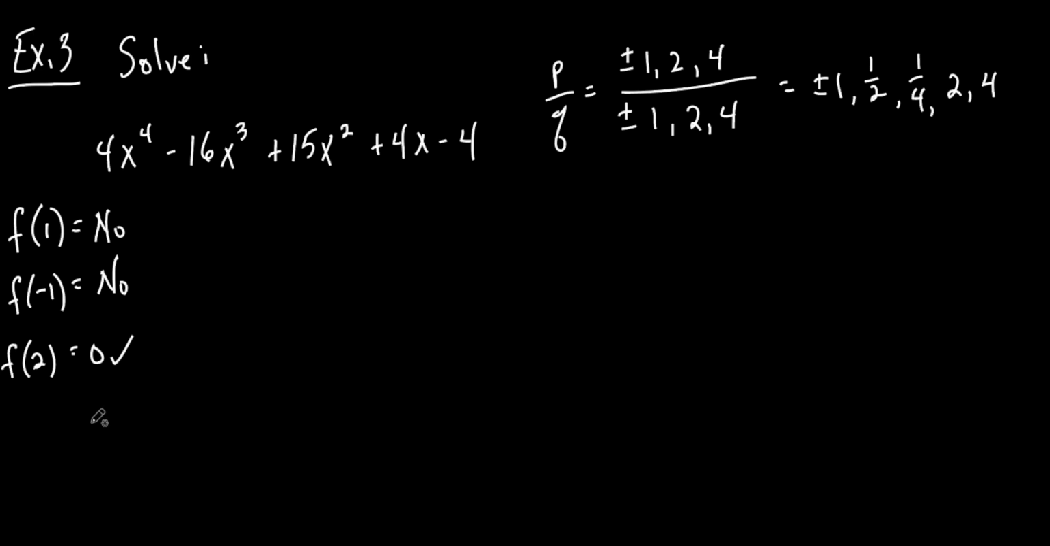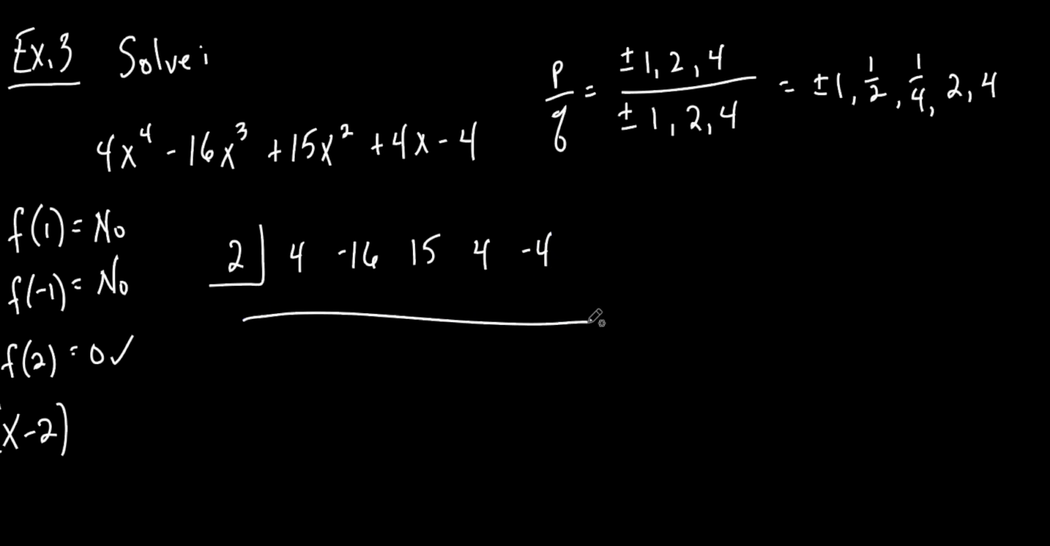So now what can we do? First of all, what's our factor then? X minus 2, just like on the other one. So do our division. We don't have to put in any zeros this time, do we? So that's a 4, that's negative 16, that's 15, that's 4, and that's a negative 4. Now this is a little bit longer because it's x to the 4th and not x cubed. So we'll probably have to do this one more time before we get to the quadratic.